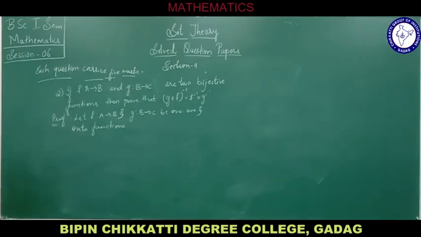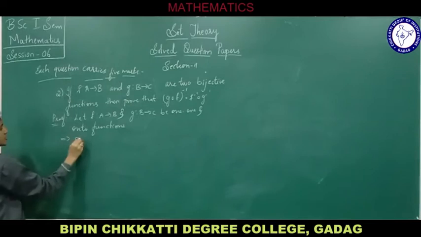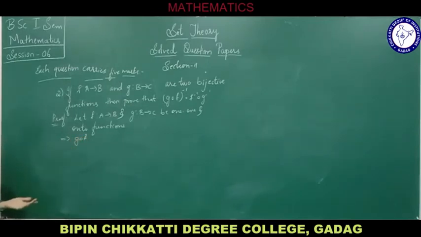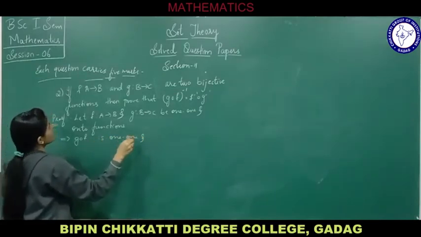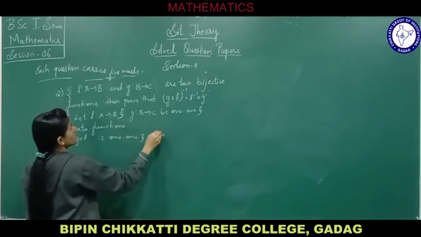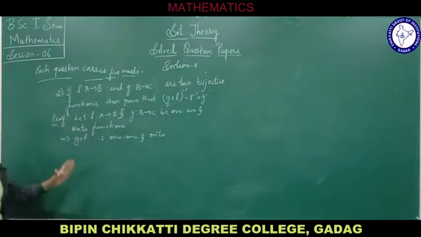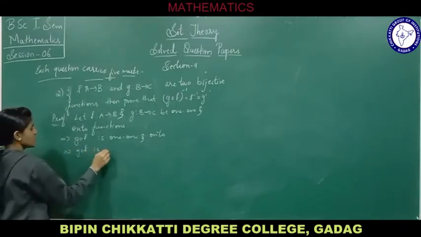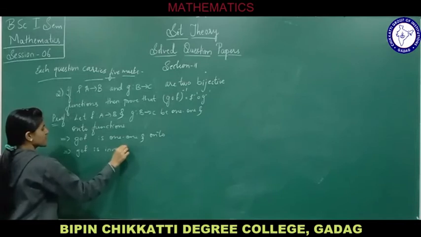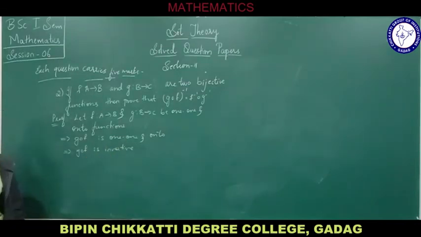They have given that this implies g∘f is 1-1 and onto. Then the composition of the functions is also going to be 1-1 and onto. If so, how are we going to write? It is invertible. g∘f is invertible.